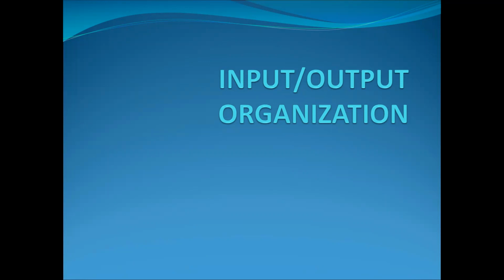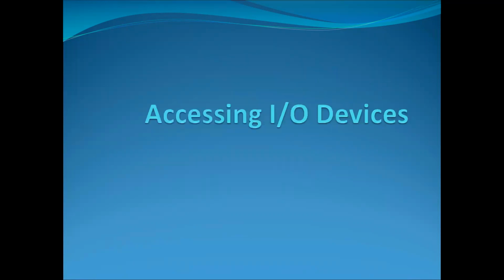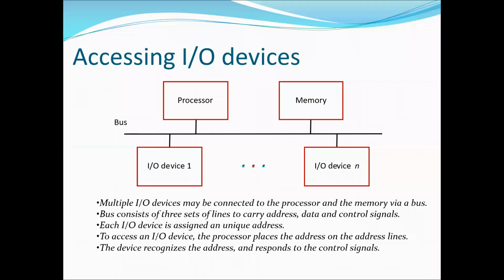So how is this input output organization carried out? How do we access these IO devices? Each IO device may be identified with some unique ID and might take some memory space. How will these devices be accessed?